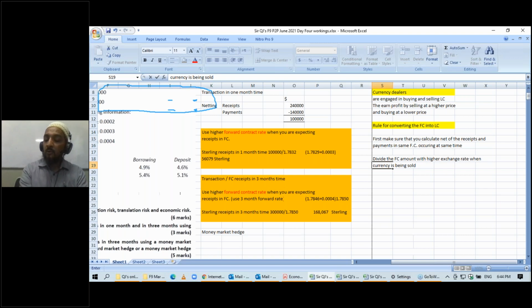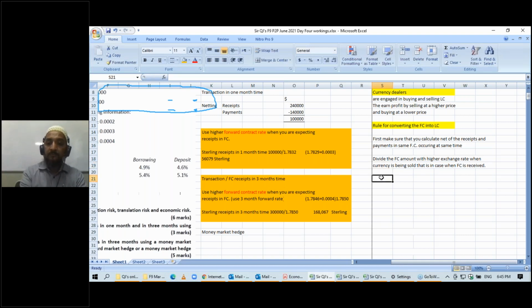Obviously, if you talk about the local currencies, you are going to place the foreign currency with the money exchanger, and he will be giving you the local currency. So he will be dispatching the local currency from his counter. So he'll be selling the local currency, so it will be sold at a higher rate. That is in case when foreign currency is received. So whenever foreign currency is received, divide the foreign currency with the higher rate.